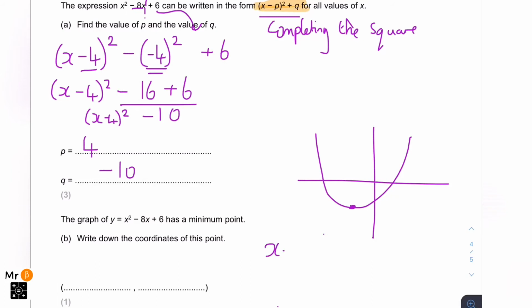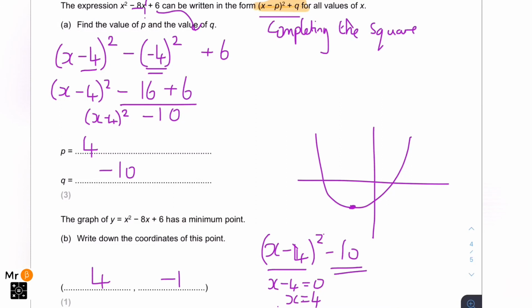So if we have a look at our completed the square form, we have x minus 4 squared minus 10. Our x value is when we make this bracket equal to 0. So if we make that bracket equal to 0, we have our x value. So x minus 4 equals 0 tells you that x is 4, and then your y value is negative 10.